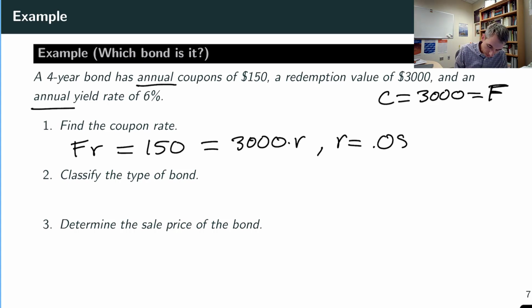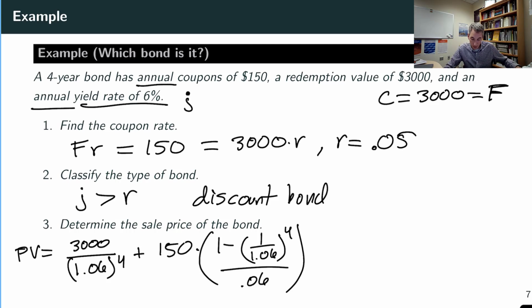So the sale price should be the present value. The redemption value is 3,000 divided by 1.06 to the 4. It's 6% interest for 4 years, plus the coupons, which are $150 each, times our annuity formula, 1 minus 1 divided by 1.06 to the 4. We're doing annual coupons for 4 years, divided by 0.06.